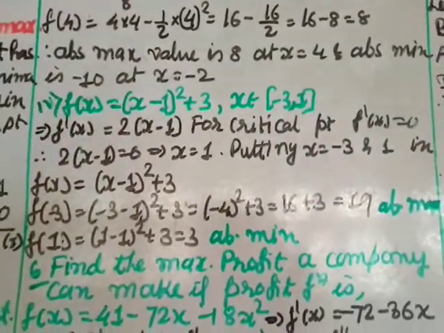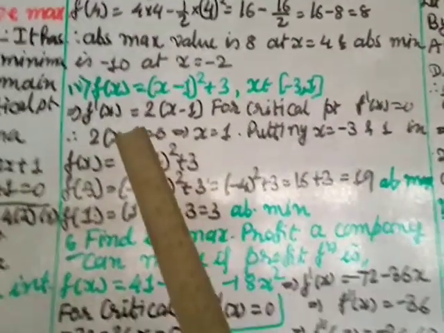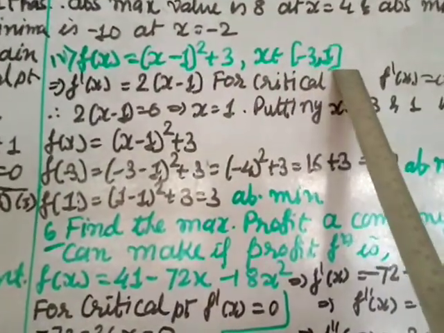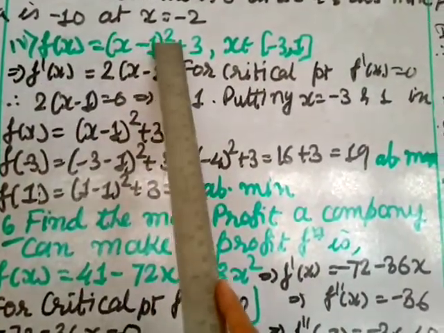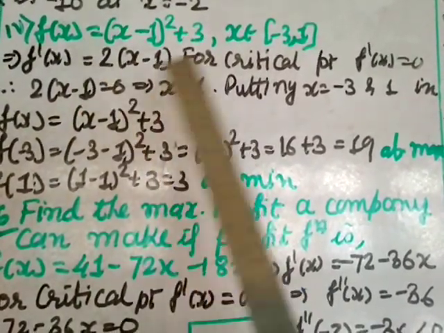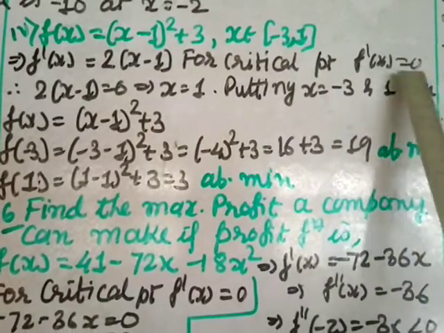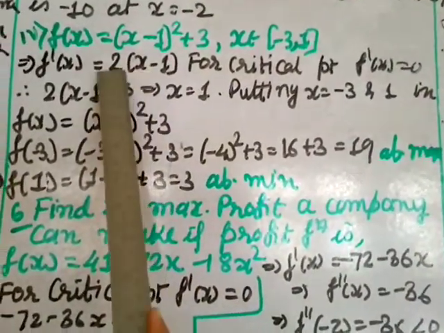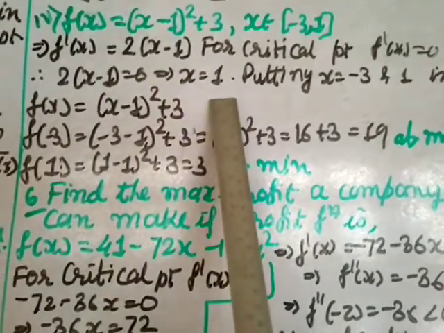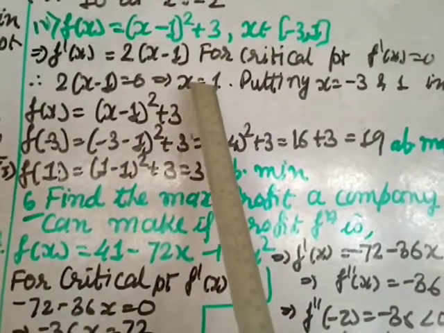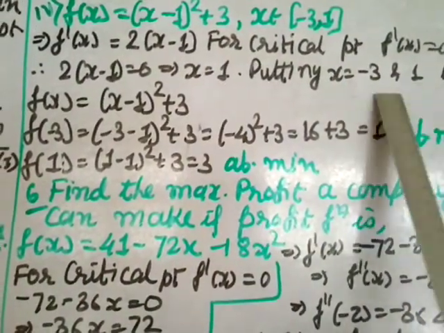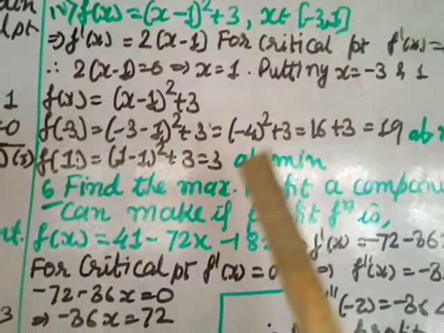Roman number 4. f(x) is equal to x minus 1 whole square plus 3, x belongs to minus 3 to 1. First differentiate: x power 2, so 2 into x minus 1, and the derivative of 3 is 0. For the critical point, f dash x has to be 0, so 2 you can cancel, x minus 1 equal to 0, minus 1 you transfer, so x equal to 1. Now we have to put x equal to 1 here, and the endpoints minus 3 and 1. This also I got 1. So put both the values here and see which is the maximum and which is the minimum.